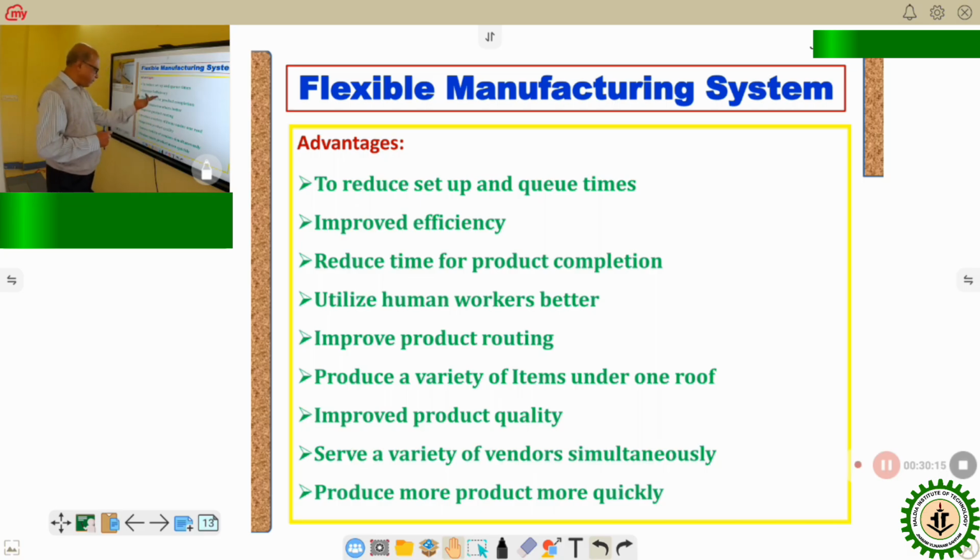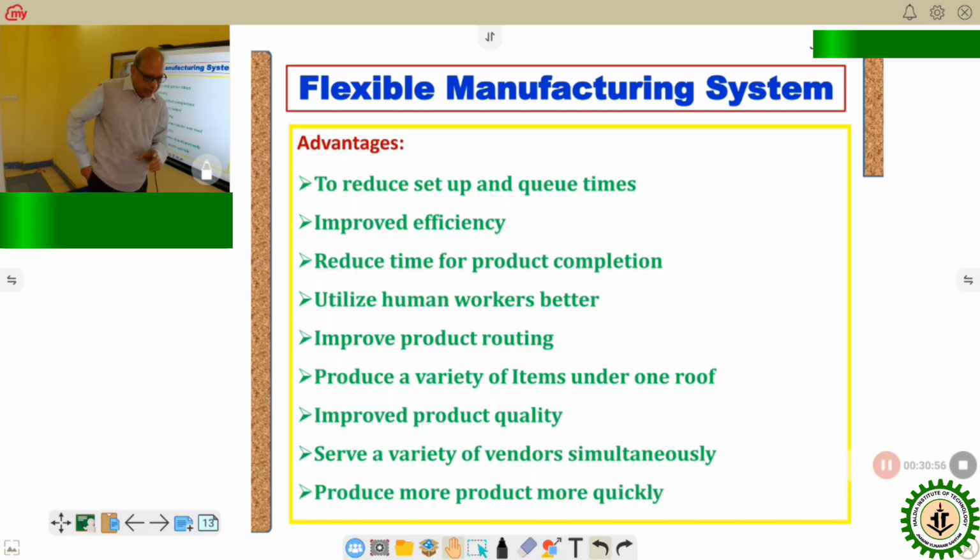Improve product quality, same as before. Serve a variety of vendors simultaneously. If 2 or 3 customer orders are to be manufactured or under development simultaneously, that can also be taken care of very successfully. And the majority of the bottlenecks can be mitigated through intelligent decision making and fault finding, that is, the inbuilt diagnostic features. Produce more product more quickly. That means it can cut down the lead time drastically. So these are some of the major advantages that we can achieve with the flexible manufacturing system.